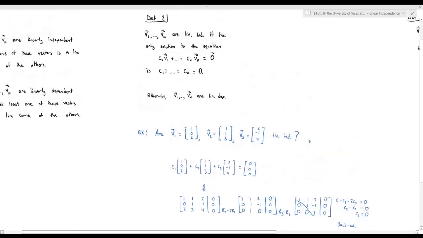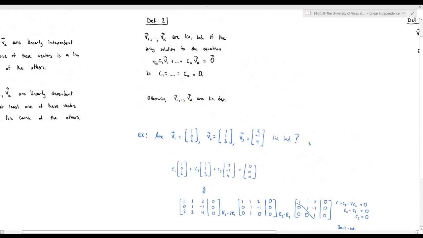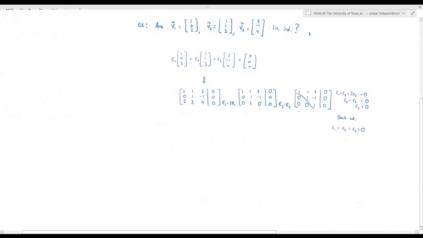So according to this definition, since that was the only solution that we found to this equation, the conclusion is that our three vectors are in fact linearly independent, okay?